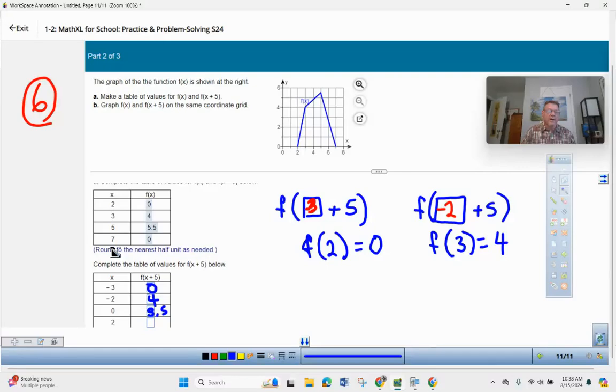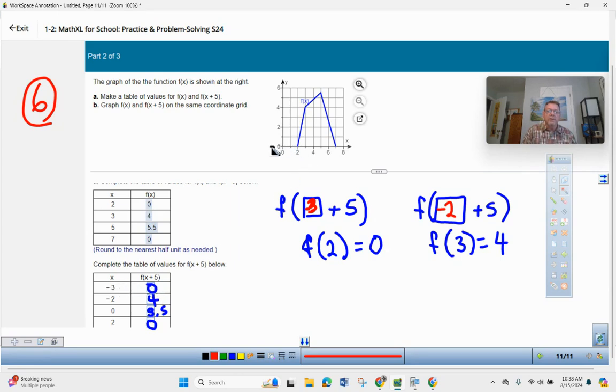And then 2 plus 5 is 7, so that's 0. So what happened here? Did the y values change? No, it's a left and right shift, not up and down. It's a left and right shift. So I'm going to graph these points real quick.